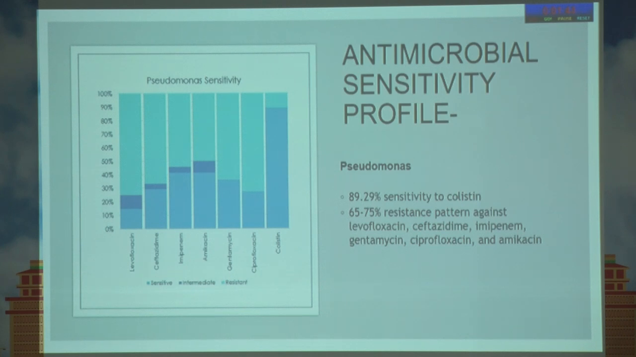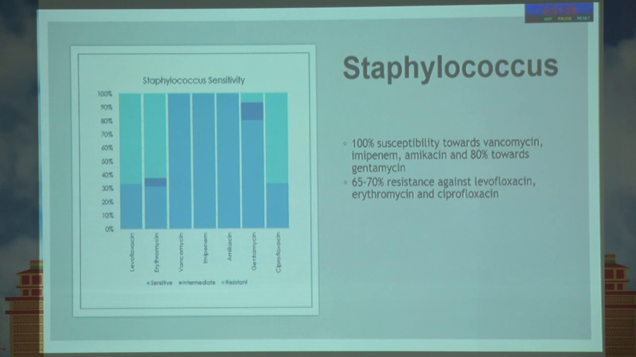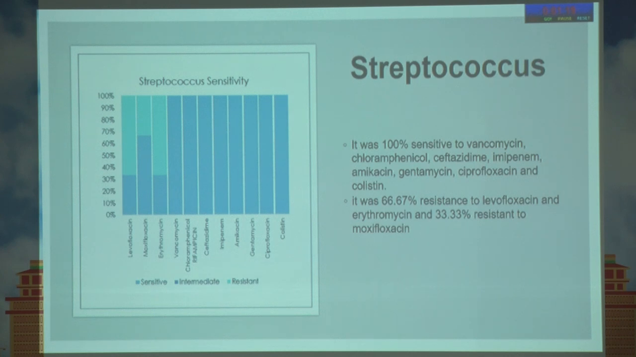The antimicrobial sensitivity profile was documented in three organisms: Pseudomonas, Staph, and Strepto. In Pseudomonas, we found that 89% was sensitive to colistin, and 65 to 75% resistance was seen to most of the antibiotics. Staphylococcus had 100% sensitivity towards vancomycin, imipenem, amikacin, and 80% towards gentamicin. It showed 65 to 70% resistance against levofloxacin, erythromycin, and ciprofloxacin. Streptococcus was 100% sensitive to vancomycin, chloramphenicol, and septran, with 66% resistance to levofloxacin and 33% resistance to moxifloxacin.